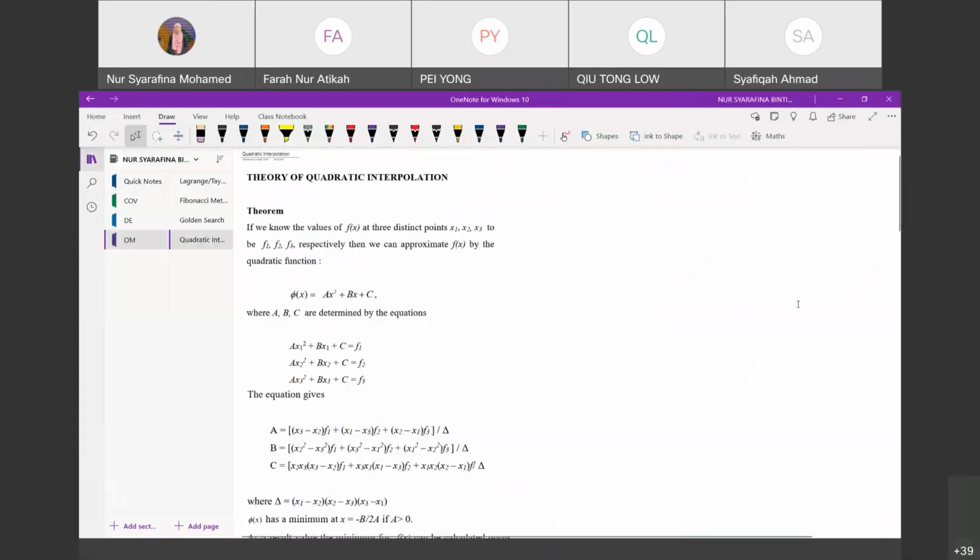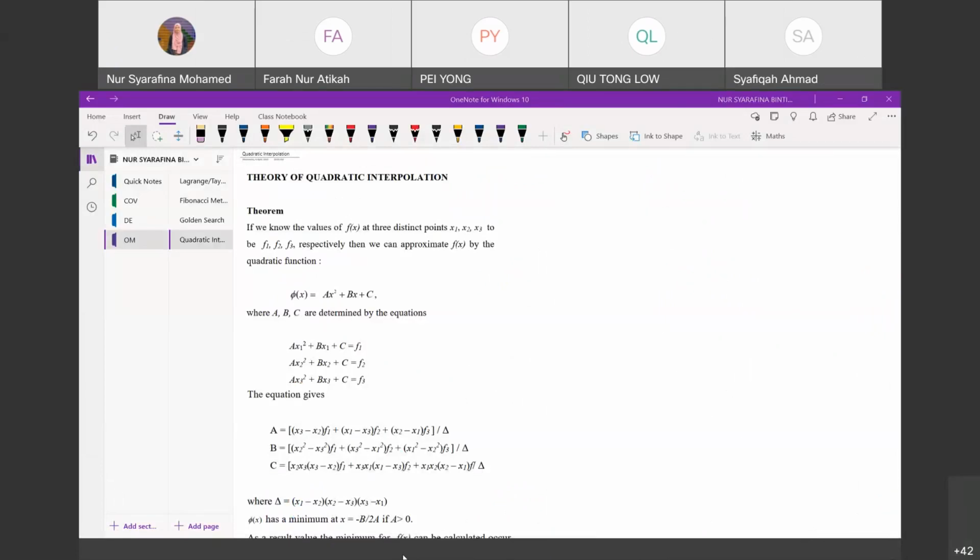With direct search method, there are two methods that we have discussed. Actually, there are lots of methods in direct search method, but we discussed only Fibonacci and golden search algorithm. So as for today, we are going to proceed with interpolation method. There are two methods in interpolation methods, which are quadratic and cubic interpolation, right?